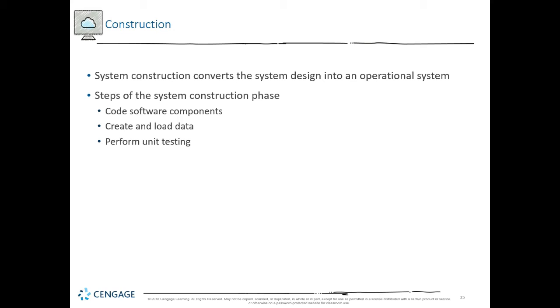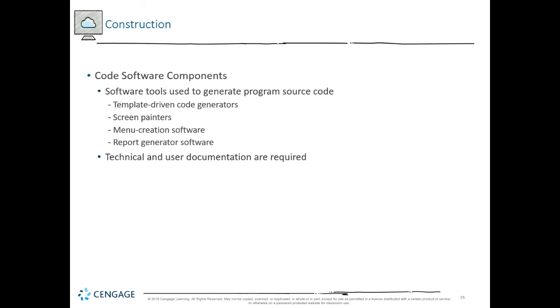Construction. System construction converts a system design into an operational system. Steps of the system construction phase: code software components, create and load data, perform unit testing. Code software components. Software tools used to generate program source code: template-driven code generators, screen painters, menu creation software, report generation software. Technical and user documentation are required.